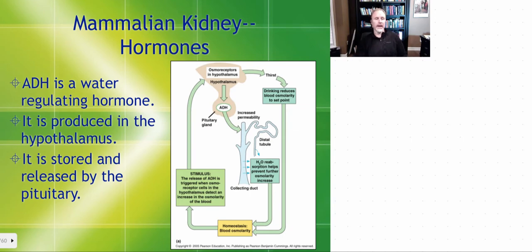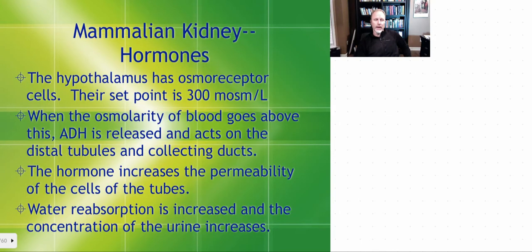And antidiuretic hormone is the water regulating hormone. It's going to be produced in the hypothalamus, and it's going to be stored and released by the pituitary gland. Okay? And the hypothalamus, as we said earlier, has an osmoreceptor, or a sensor, on it that's going to help keep us at this 300 milliosmoles per liter concentration. So that's the thing that's going to sense whether or not to release antidiuretic hormone.